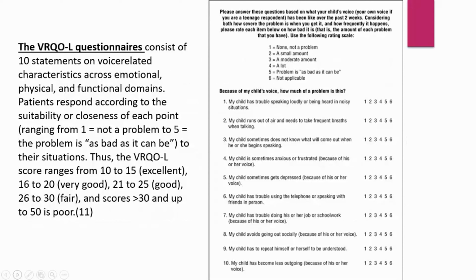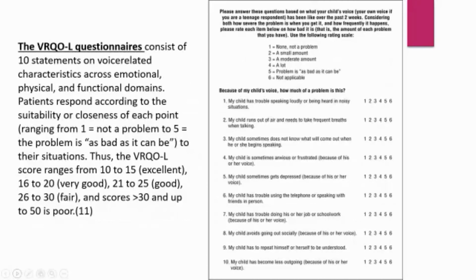We also use the VRQOL questionnaire, which consists of 10 statements on voice-related characteristics across the emotional, physical, and functional domains. The patients respond according to the suitability or closeness of each point, ranging from 1 to 5, 1 being no problem and 5 being the problem as bad as it can be. We range it from 10 to 15 being excellent, 16 to 20 very good, 21 to 25 good, 26 to 30 fair, and scores more than 30 and up to 50 is poor.